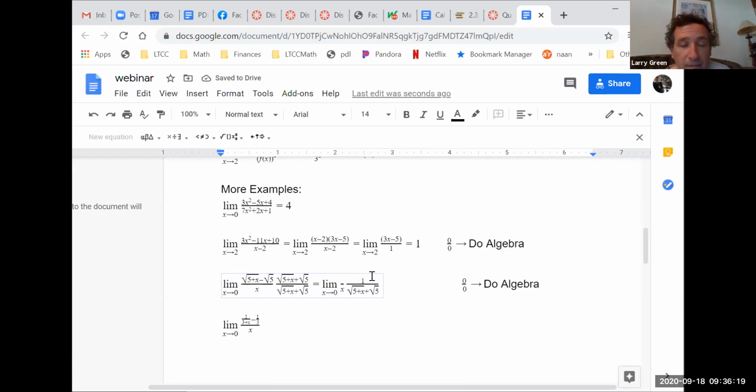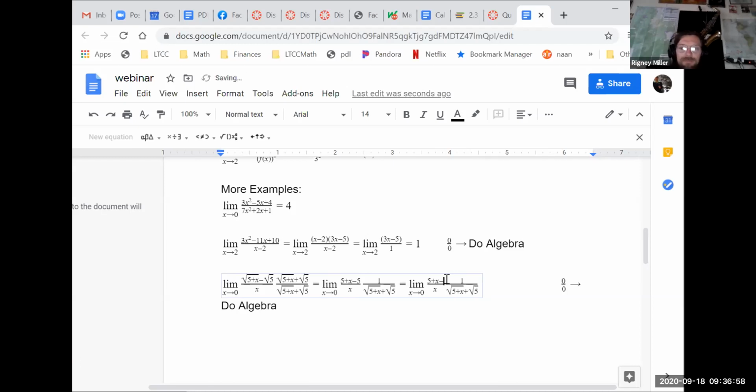So the top becomes a squared minus b squared. Well, a squared is just 5 plus x. And b squared is just 5. Any questions on that? Look at that numerator. It's beautiful. What does it become? Just x. Yeah, isn't that wonderful?